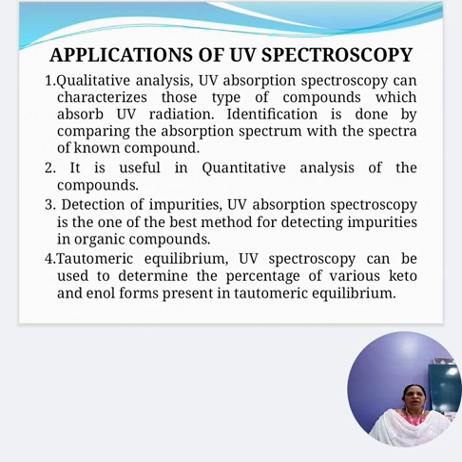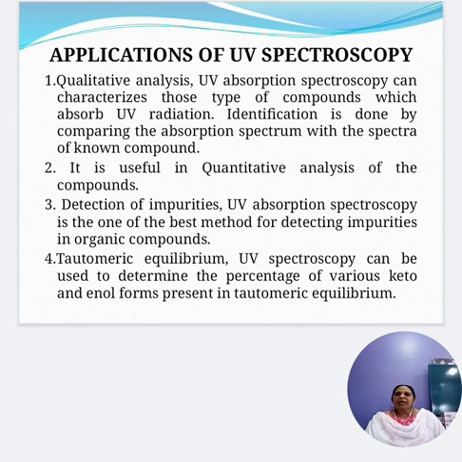It is used in quantitative analysis of compounds also. Then the third one, detection of impurities. UV absorption spectroscopy is one of the best methods for detecting impurities in organic compounds. So it is used in qualitative analysis, in quantitative analysis, and for detection of impurities.